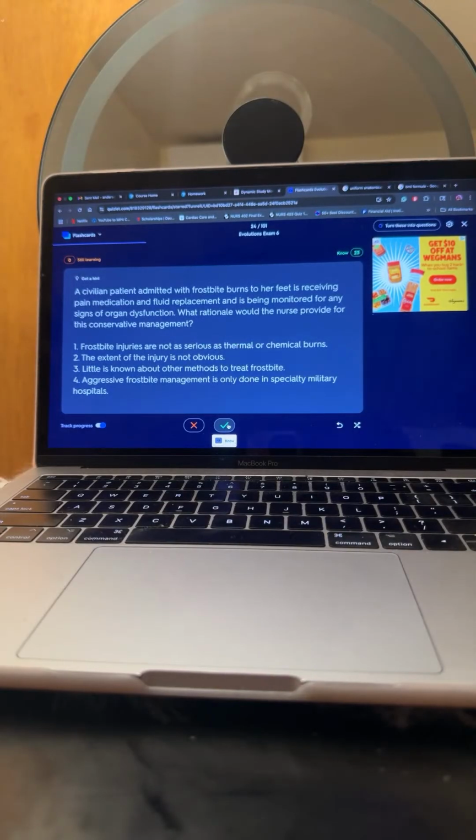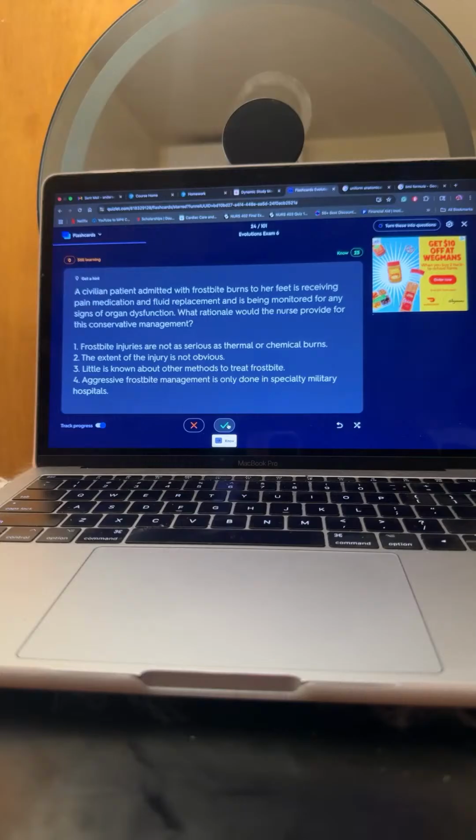Okay, 24. A civilian patient admitted with frostbite burns to her feet is receiving pain medication and fluid replacement and is being monitored for any signs of organ dysfunction. What rationale will the nurse provide for this conservative management?